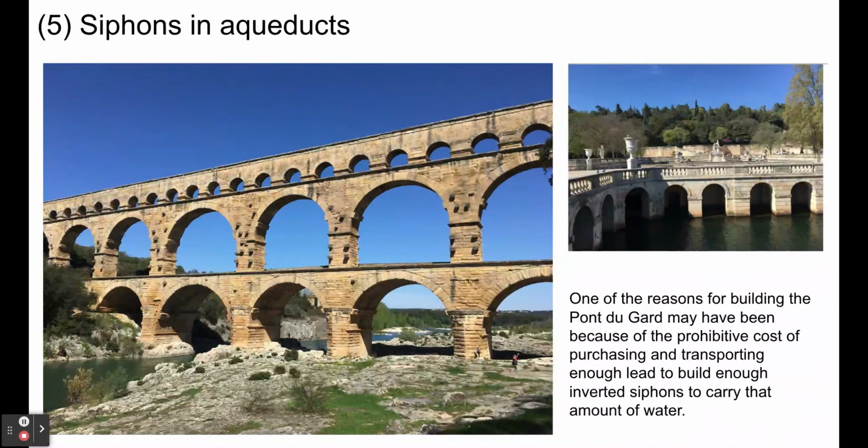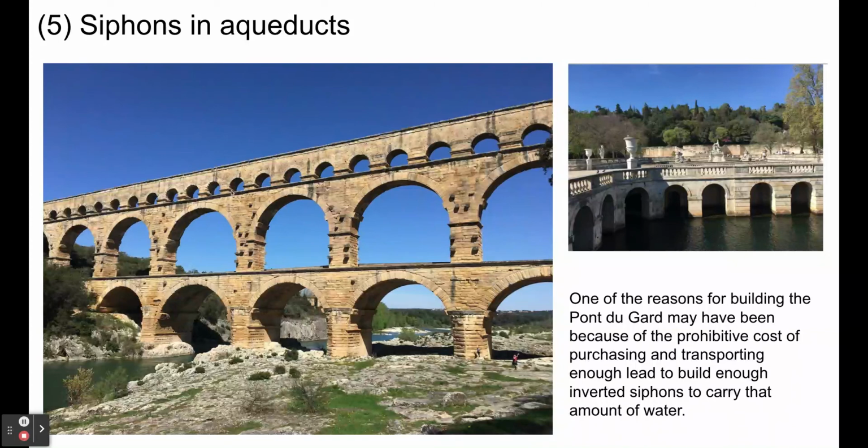This is a photograph I took at Pont du Gard in southern France. This is an ancient Roman aqueduct, over 2,000 years old. This is my wife standing right here, so you can get some sense of magnitude. They believe that one of the reasons that this aqueduct went over the Gard River, rather than using an inverted siphon, is that the cost of the lead for the pipes that would be required for an inverted siphon was just too great.